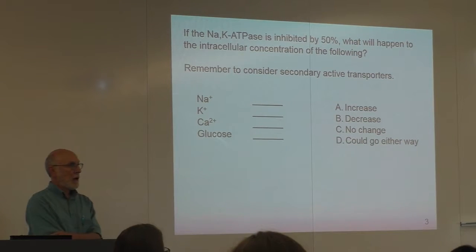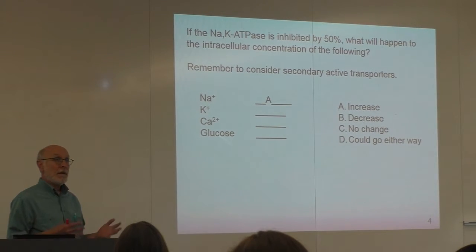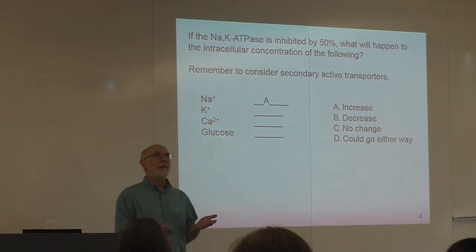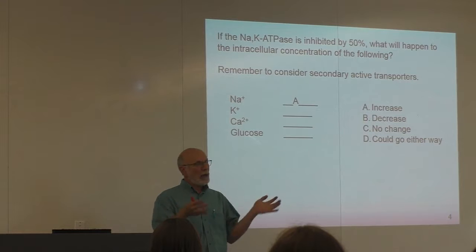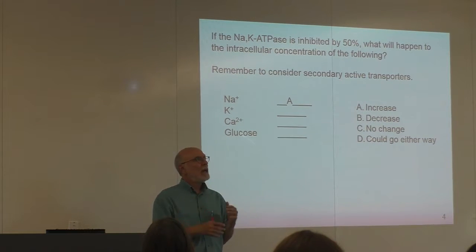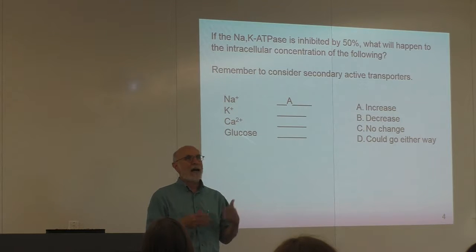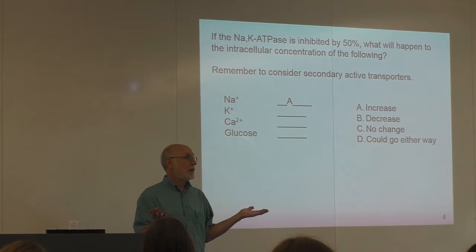Okay, I'm seeing a lot of the correct answers, which is A. If the pump is inhibited 50%, then the cell is less efficient in pumping sodium out, and all the other leakages and channels and transporters will happen, and the sodium concentration would rise because one of the most important ways of getting it out of the cell has been inhibited. It's as simple as that.